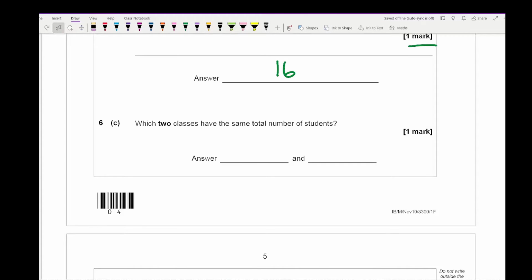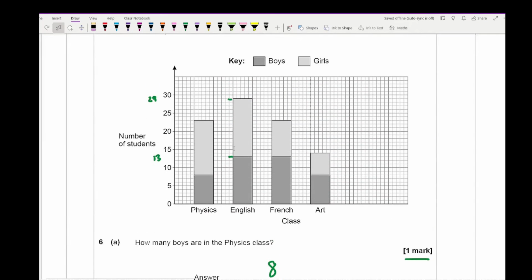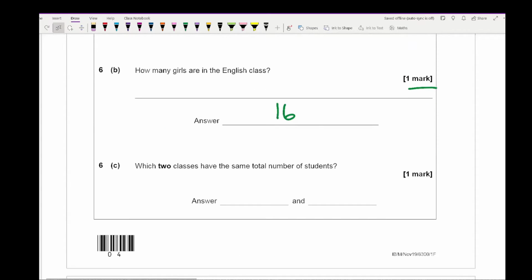Then for question 6c, it says which two classes have the same total number of students? So for this, we're just looking for which bars are the same in terms of the total number of students. So this is going to be physics and French, as they both have 23. So we just need to write, and you can write this in any order, physics and French.